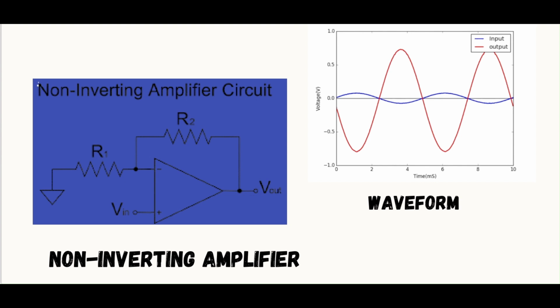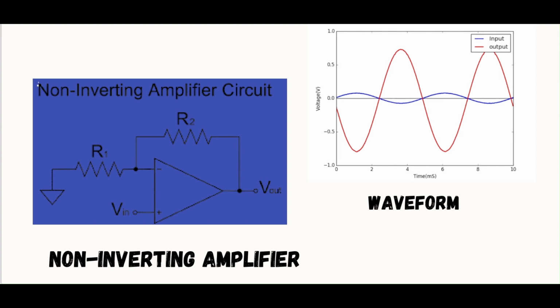Guys, one more important key point on this non-inverting amplifier is that the non-inverting terminal has a very high input impedance, so it draws almost no current from the input source, which is ideal for amplifying weak signals without loading down the source. And where do we use the non-inverting amplifier?